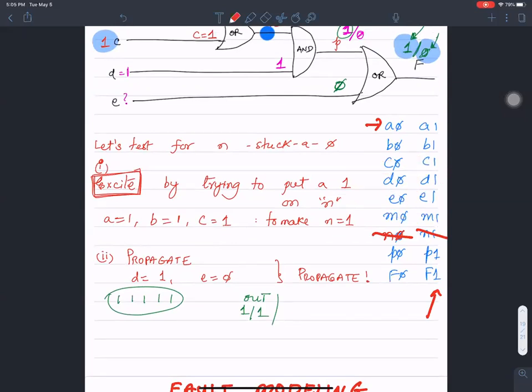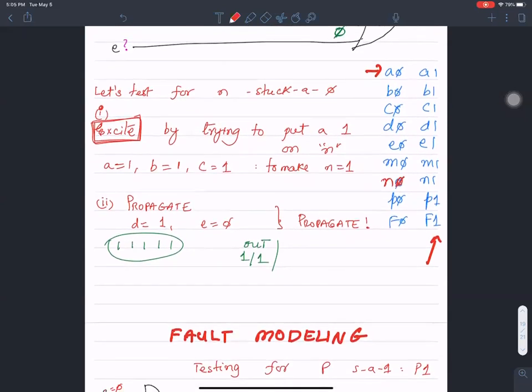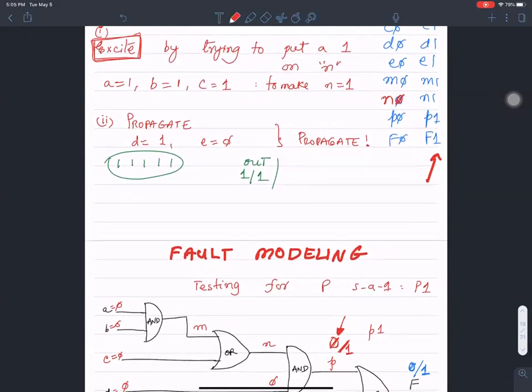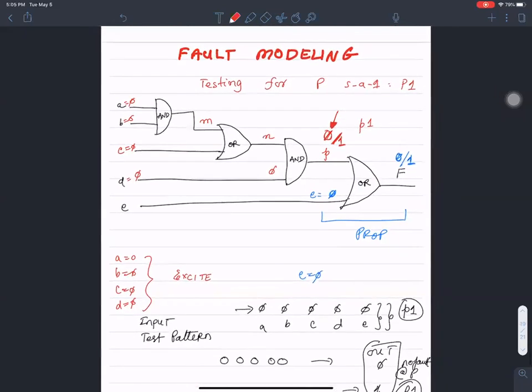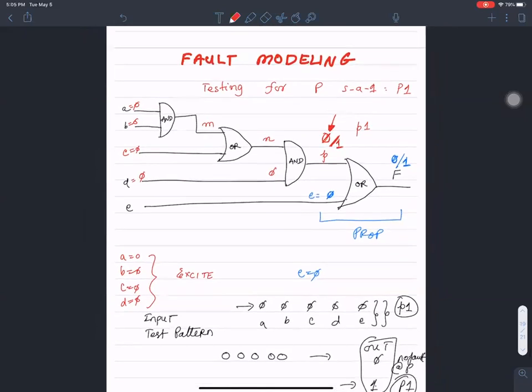If you completely test for all the possible faults, stuck at 0 or stuck at 1 fault, then you have completely tested the circuit. In most cases, that is going to be far fewer number of tests than the brute force. That's the idea of fault modeling.